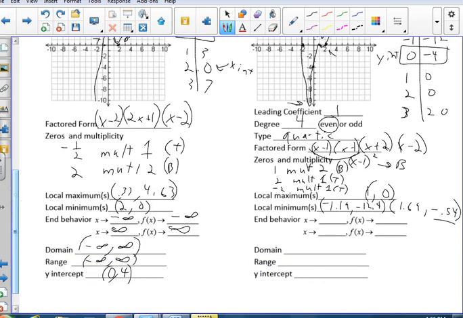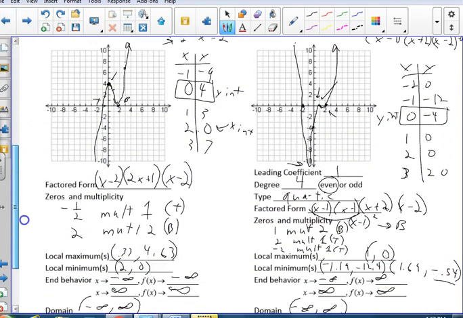So what's our end behavior? Well, as we go left towards negative infinity, it's going up, positive infinity. As we go right towards positive, it's also going up towards positive. So our domain, once again, left and right to infinity, negative and positive. Our range, approximately negative 12.4 to positive infinity. And our y-intercept was (0, -4). So there you go.